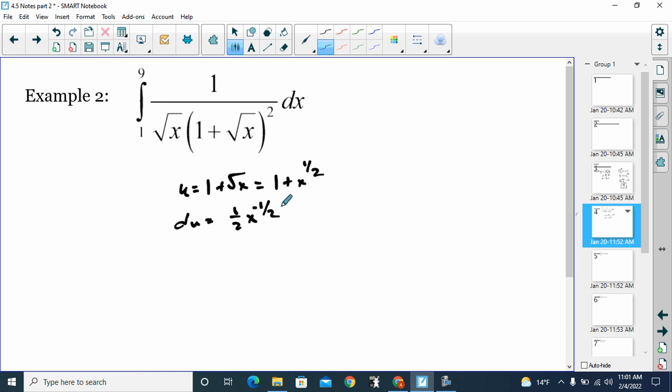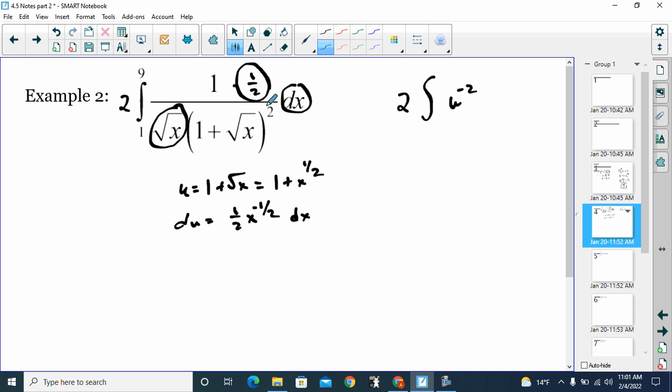This square root is on the bottom. That's the same thing as x to the negative 1/2. So there's x to the negative 1/2. There's dx. I need to multiply times 1/2 to make my du. 1/2 x to the negative 1/2 dx. There's du. I multiplied by 1/2, so I'm going to also have to multiply by 2. So I've got 1 over u squared. I'm going to write that as u to the negative 2nd. And everything that's circled becomes du.